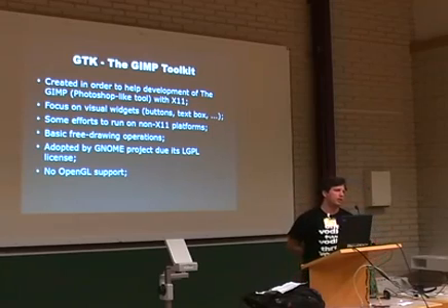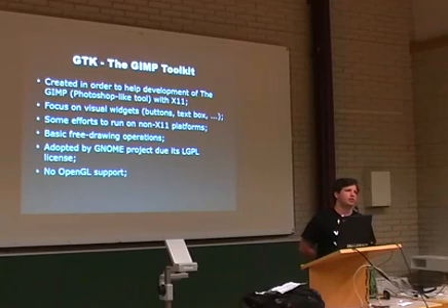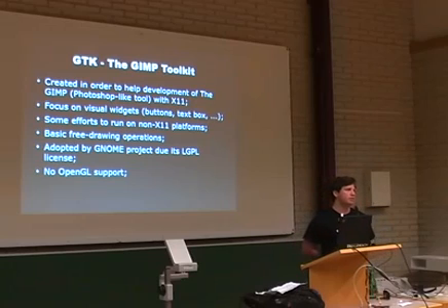GTK was built by the GIMP people to build their image painting program, a Photoshop-like painting program. They found lots of problems drawing directly to X, so they abstracted it using GTK and GDK. GDK is the drawing primitive, GTK is the toolkit on top of it. Its focus is on visual widgets, so you have buttons, forms, layout systems, tree view, text view, lots of components. But the focus is on rigid form applications.